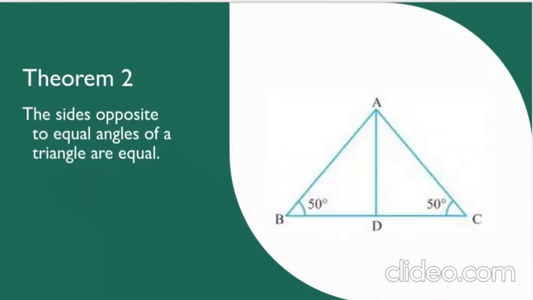Theorem 2 says that the sides opposite to equal angles of a triangle are equal. Now this is again the converse of theorem number 1. If I have two equal angles, here I have 50 degrees, 50 degrees. These are opposite. What is the opposite side? Sorry, not AD. AD is the median here. AB and AC will be equal as they are the opposite sides. So this is the basic theorem.